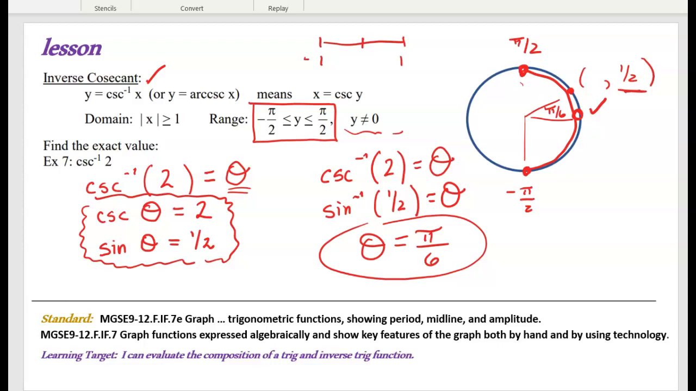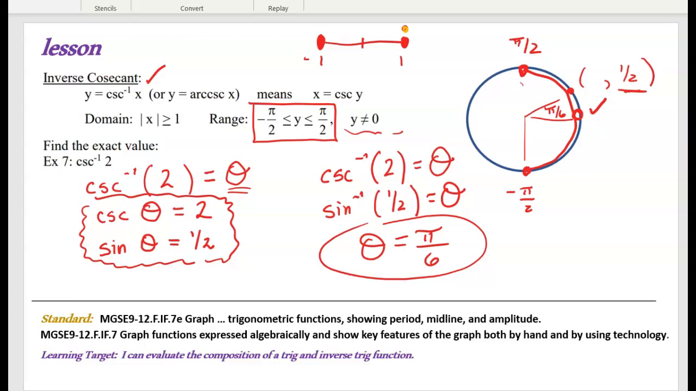They're always there. Okay? Well, if I take the reciprocal, so this is where we live for the domain of sine inverse. What's the reciprocal of 1? It's 1.